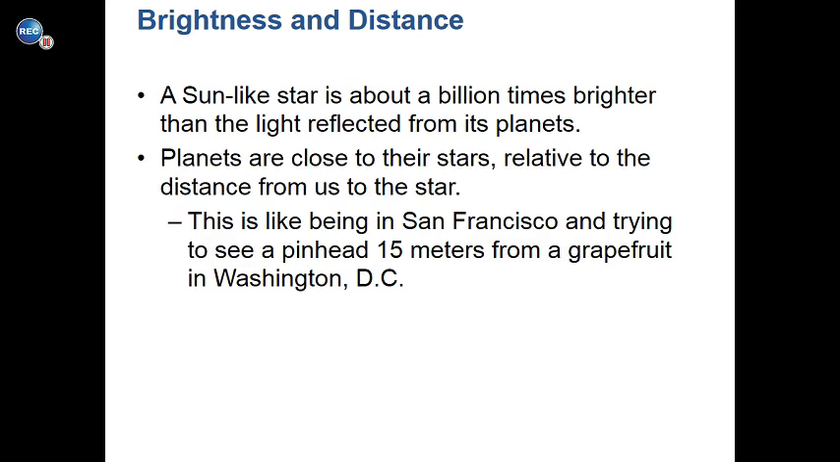Right? So planets mostly reflect light. And so we're trying to see exoplanets around stars. We're trying to see reflected light that is 1 billion times weaker than the actual light from the star. It's also compounded a bit. It's easier to see planets that are closer to the star, for reasons that we'll go into later in the notes. And that means that it's even harder to resolve between the star and its planet. The analogy we have here is imagine trying to see a pinhead 15 meters from a grapefruit in Washington while you're standing in San Francisco.